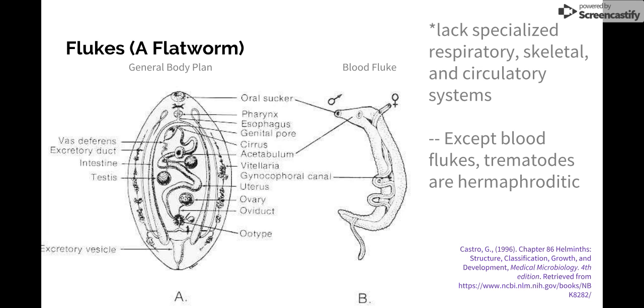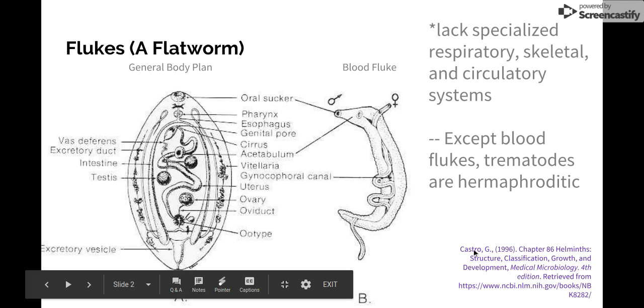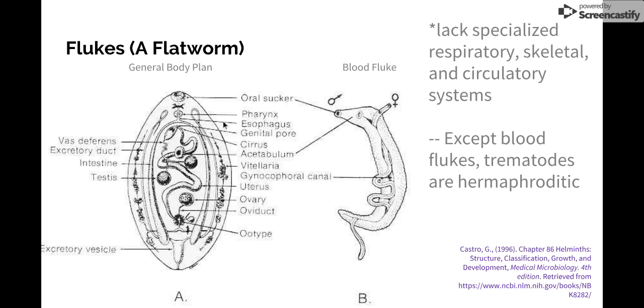And they also don't have a circulatory system, such as we do with veins and arteries. Instead, they work much more similarly to how a hot tub just swishes around. So this is kind of dated, but this article down here is where I got this picture from. And it says, except blood flukes, trematodes are hermaphroditic.